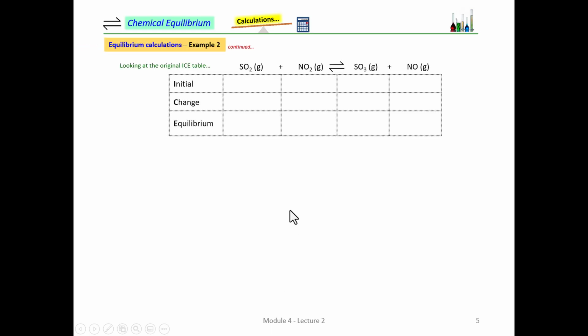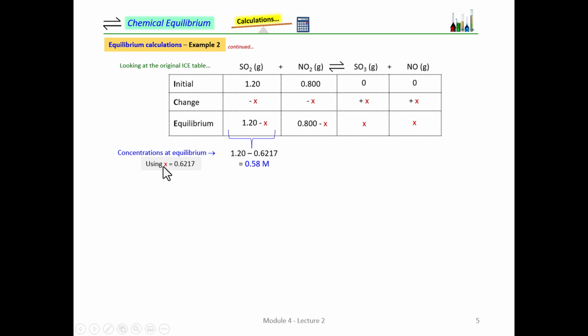So looking at the original ice table, our initial concentrations, our change row, our equilibrium row, we know that the value of x we got from solving the quadratic is 0.6217. So let's get the actual equilibrium concentrations of the reactants and the products here. Using this x, we get 0.58 molar for SO2 remaining after equilibrium is reached, 0.178 molar for NO2, and we formed 0.6217 molar SO3 and the same concentration of NO, because remember, both of these were present at zero concentration at the beginning, and at equilibrium, their values are x.